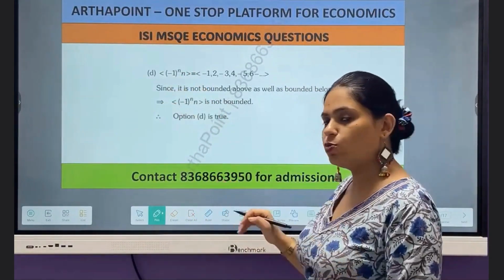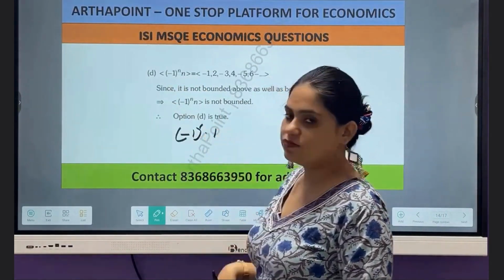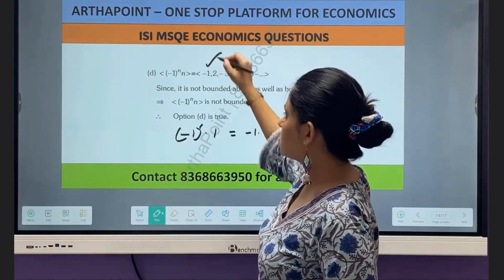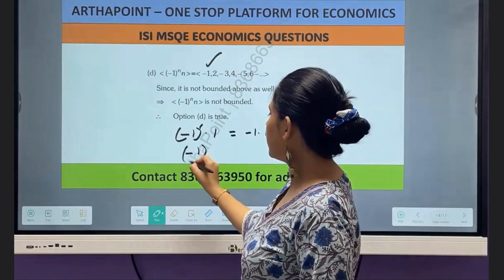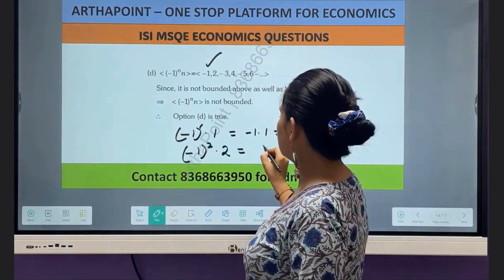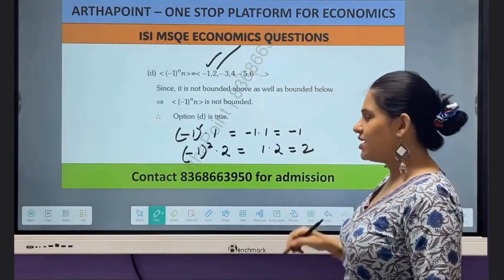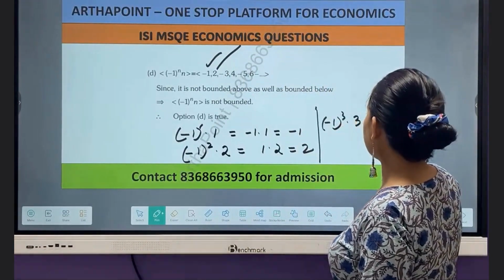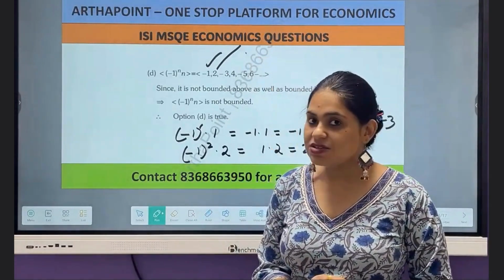Put n is equal to 1. What will you get? Minus 1 to the power 1 into 1. What will you get, beta? Minus 1 into 1, minus 1. That's the first element. Put n is equal to 2. What will you get? Minus 1 to the power 2 into 2. So 1 into 2, so 2. Second element. Put n as 3. Minus 1 to the power 3 into 3, minus 3. So you see that there is no bound.